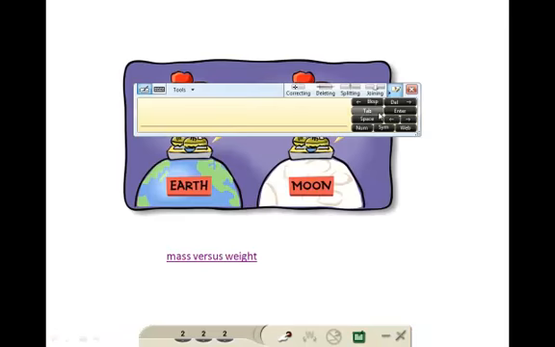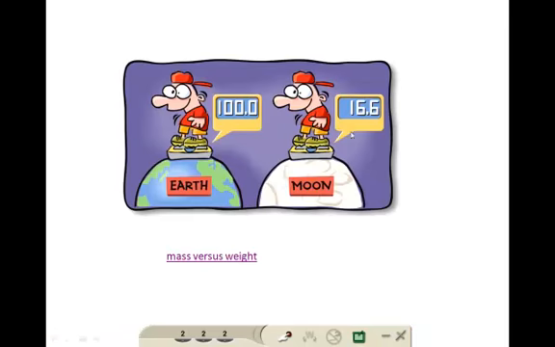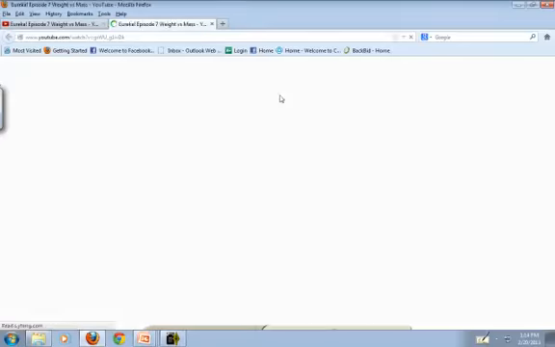Now we're going to talk about the difference between mass and weight. Mass is how much of something you have, how much stuff you have. Weight is the pull of gravity on that stuff. Now I'm going to show you a video that's going to show you the difference between the two. Okay, so give it a second.